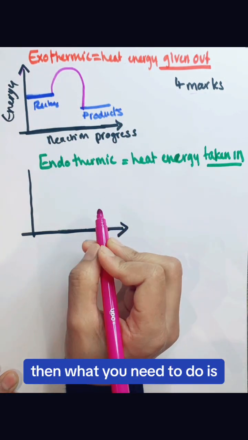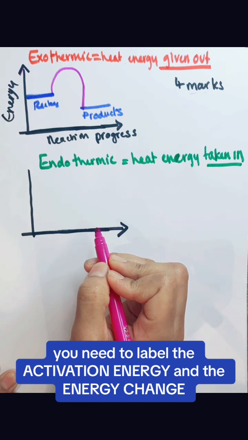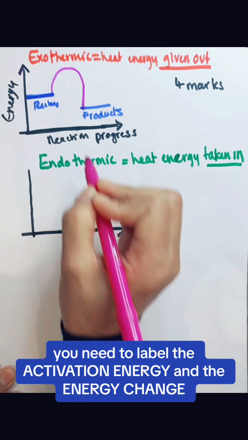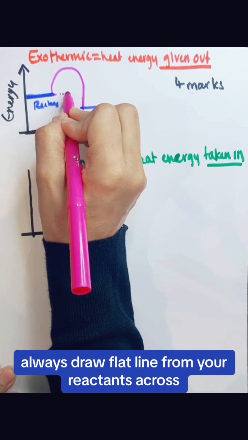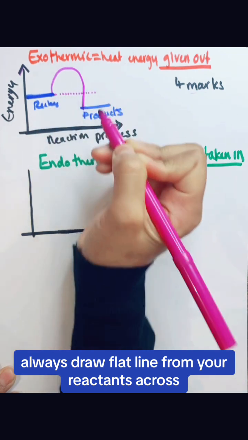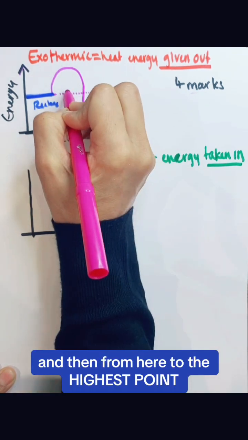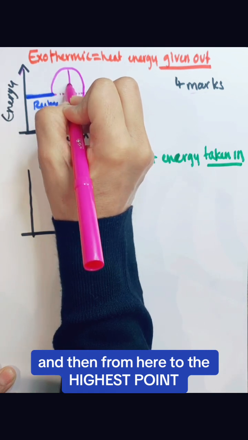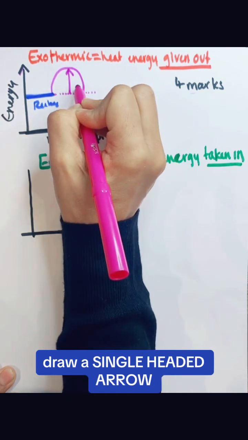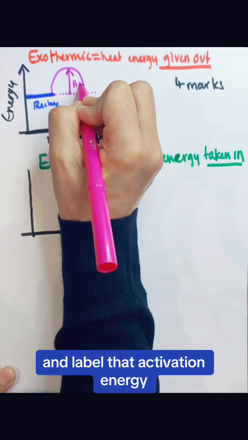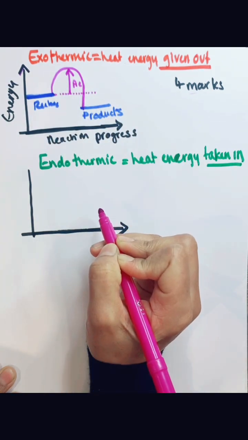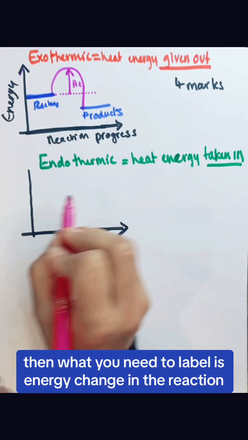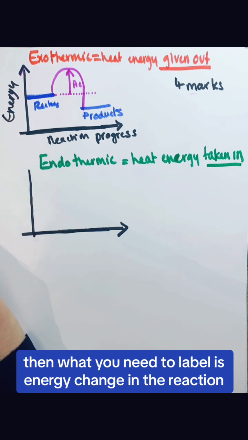Then what you need to do is label the activation energy and the energy change. Always draw a flat line from your reactants across, and then from here to the highest point, draw a single-headed arrow and label that activation energy. Then what you need to label is the energy change in the reaction.